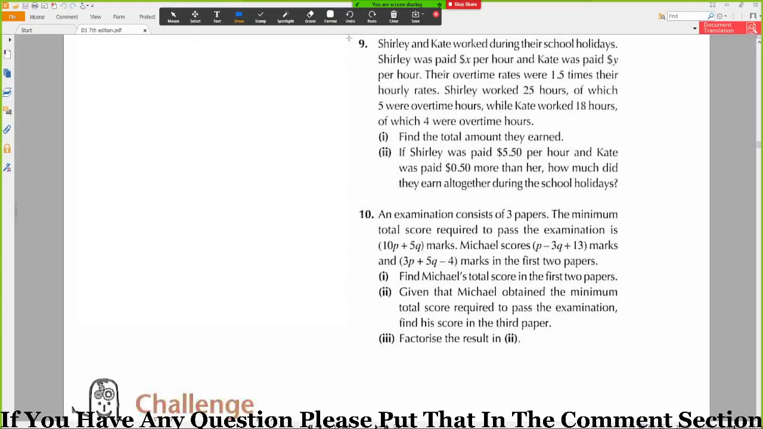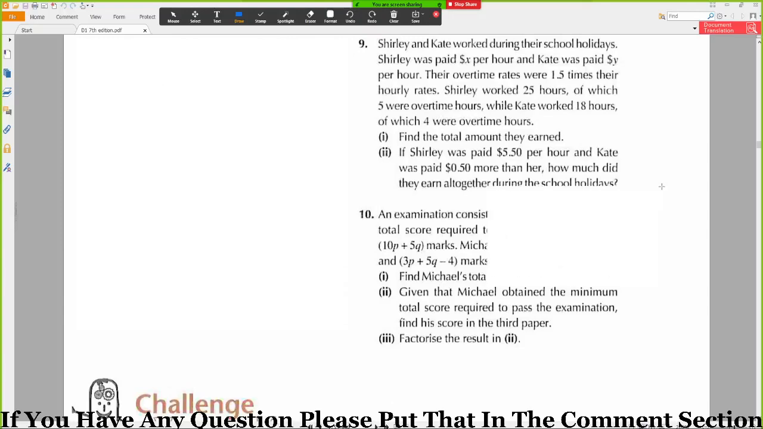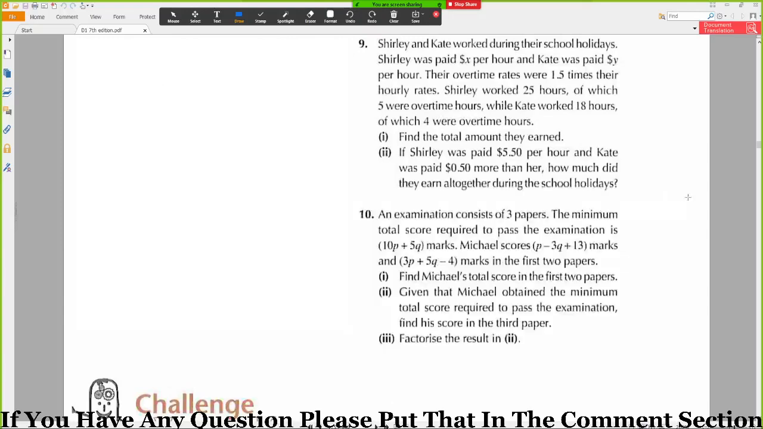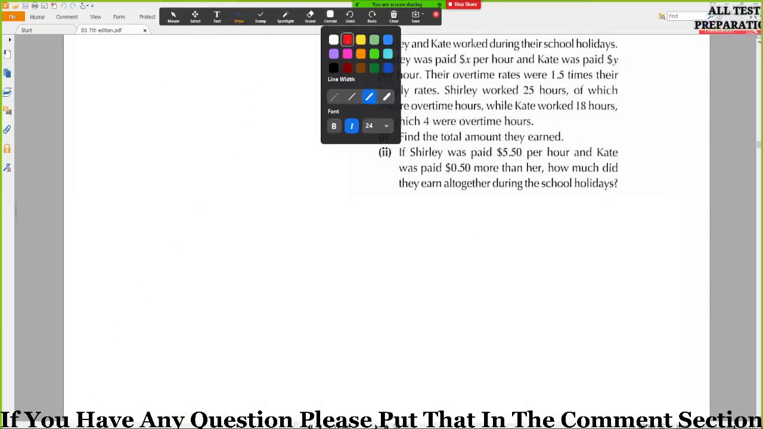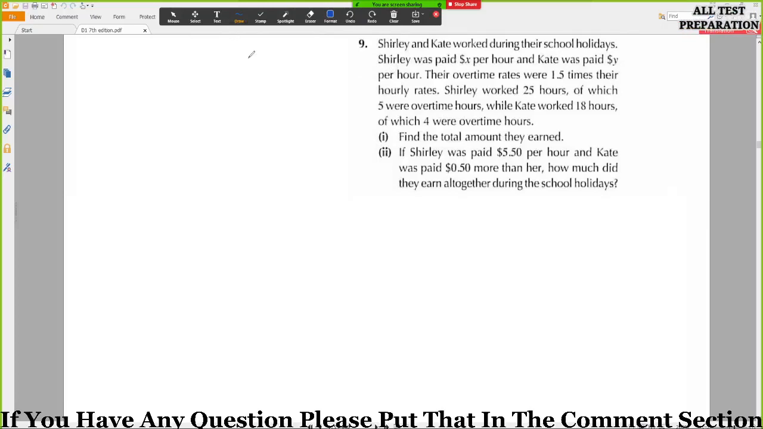Question number 9. Read this question. Shirley and Kate worked during their school holidays. Shirley was paid X dollars per hour and Kate was paid Y dollars per hour. Their overtime rates were 1.5 times their hourly rates. Shirley worked 25 hours, of which 5 were overtime hours, while Kate worked 18 hours, of which 4 were overtime hours. Find the total amount they earned.